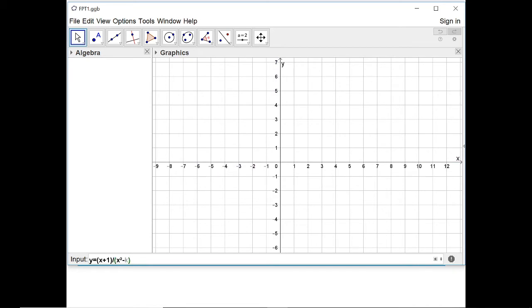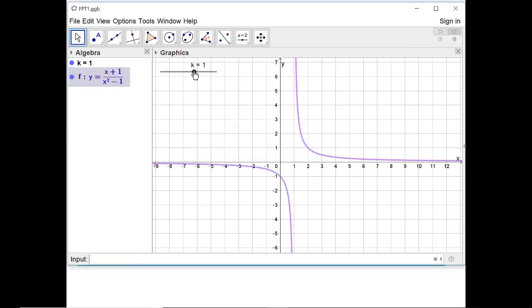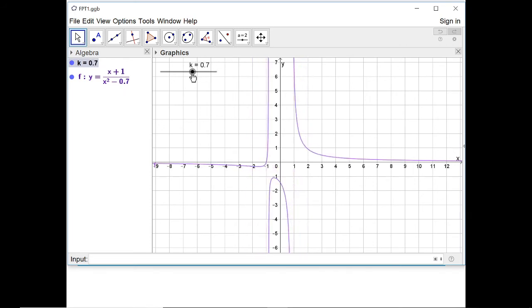And when I hit enter, it asks me if I want to create sliders for k. So yes, I do. And you can see it's put this slider here with k equals 1. And now I can move that and start to get a sense of how this curve changes for different values of k. And you can see that there are different behaviours and that there are points at which the behaviour switches from one to another.